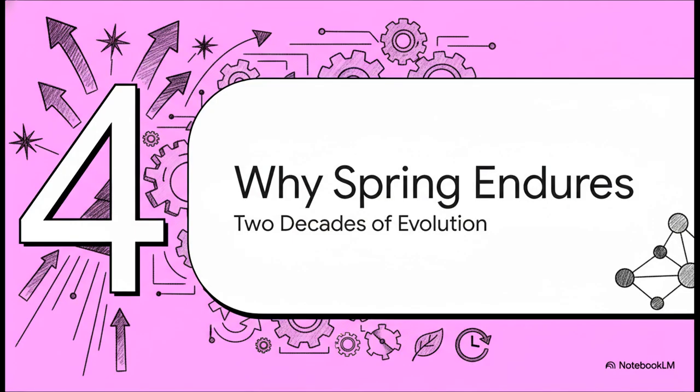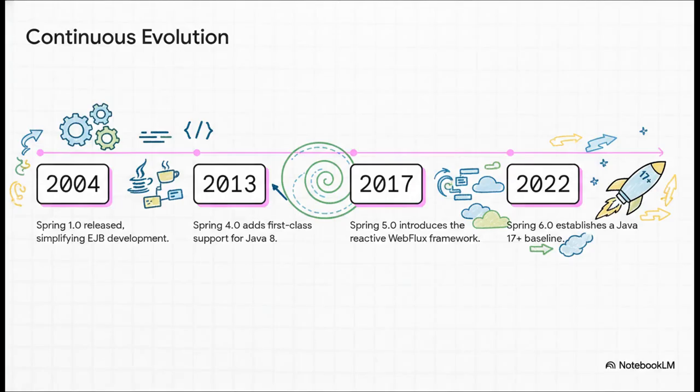So that brings us to the big question, right? In the tech world, things come and go so fast. Why is Spring, after 2 decades, not just hanging on, but actually more popular than ever? The answer is simple. It never, ever stopped evolving.